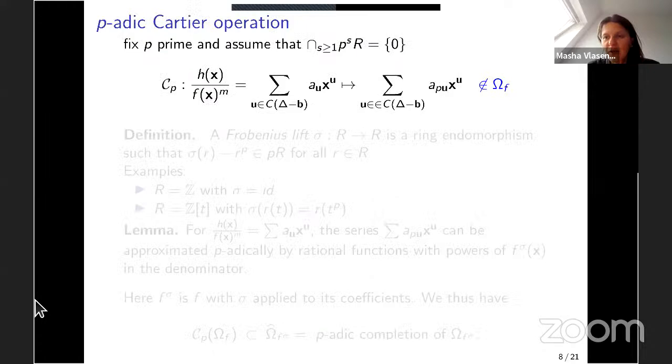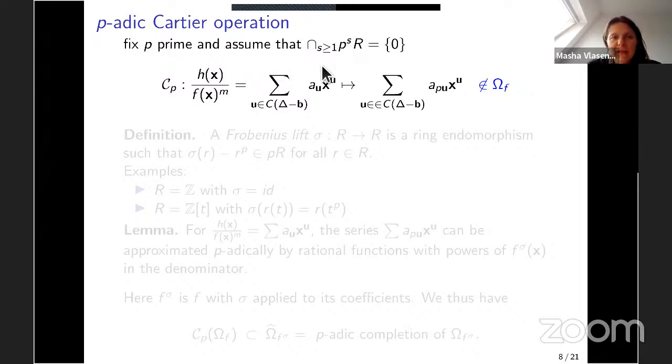Okay, so now I would like to introduce a p-adic operation on our functions or respective differential forms. We pick a prime p and assume that the ring R is separated in the p-adic topology. That is, the intersection of all powers of the ideal (p) is 0. Under this condition, we can introduce the p-adic topology on R.